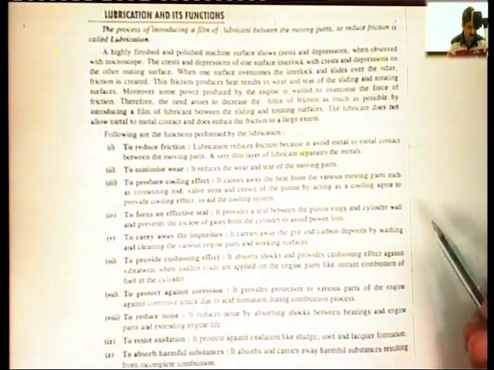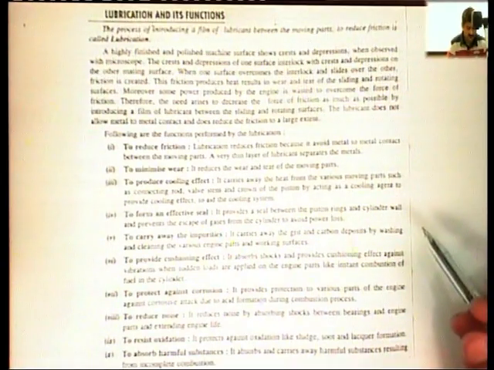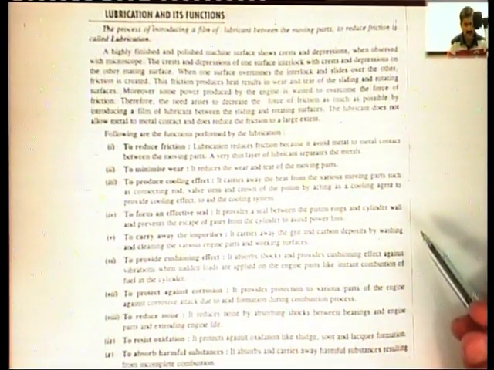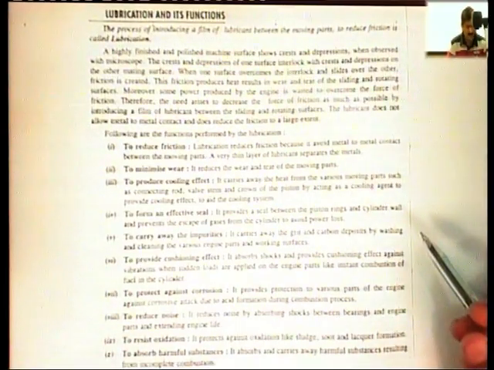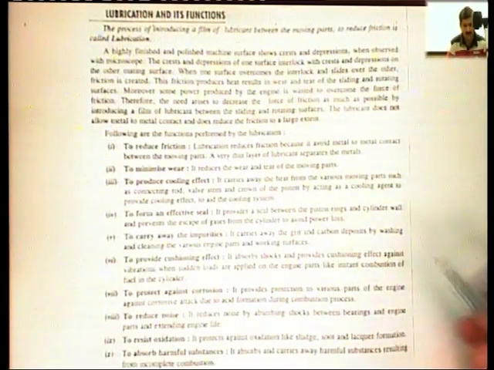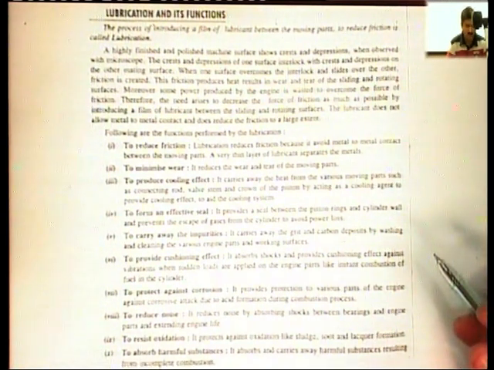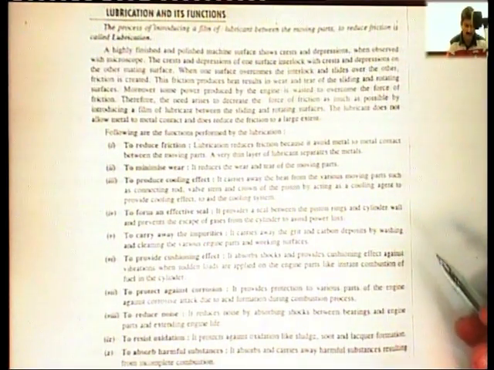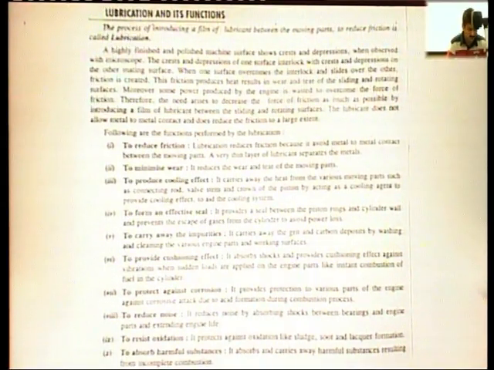Cushioning effect means that when the engine runs, there are a number of vibrations, and when the film comes between the mating parts, it also takes away some of the vibrations and thus provides the cushioning effect. And next is to protect against corrosion. The lubricant forms a film over the moving parts and thus reduces the process of oxidation and also the corrosion. Next is to reduce the noise. As said earlier, it absorbs the vibrations, therefore, it also reduces the noise produced by the engine.